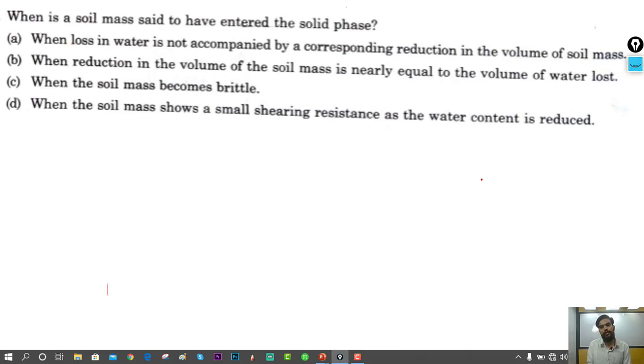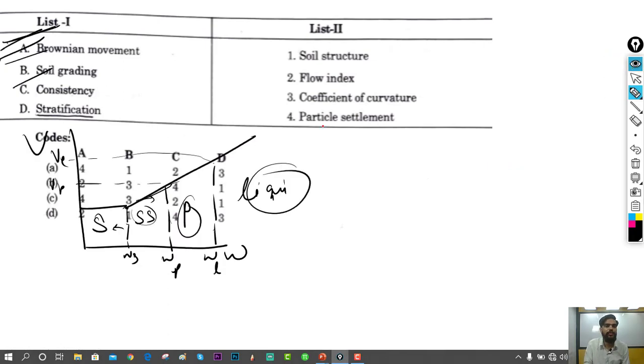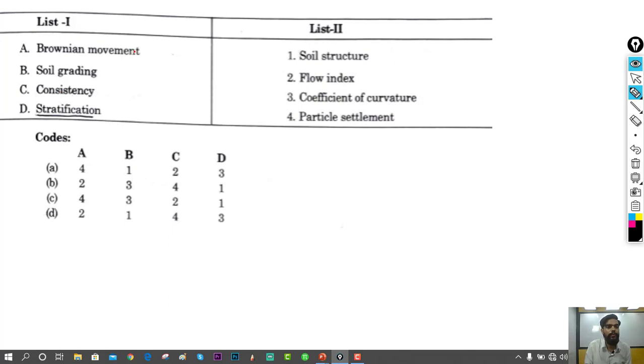Okay, so now move to the other question. Another question, guys. We have to match list 1 with list 2. Brownian movement, guys, remember, always occurs in particle settlement. So the right option for this is option 4.